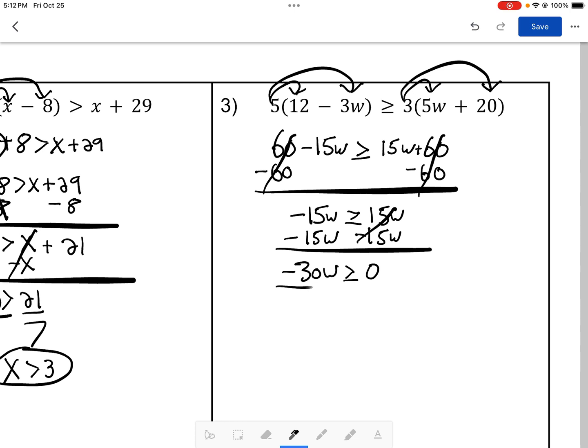Now I'm going to divide both sides by negative 30. Because I'm dividing by a negative, remember my inequality sign needs to flip. So instead of greater than or equal to, it becomes less than or equal to. And I know that 0 divided by negative 30 is 0. So my answer to number 3 is w is less than or equal to 0.